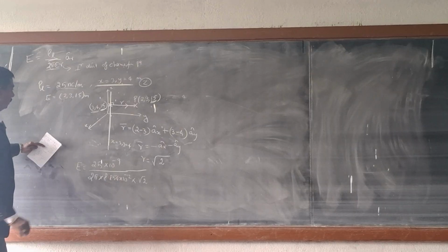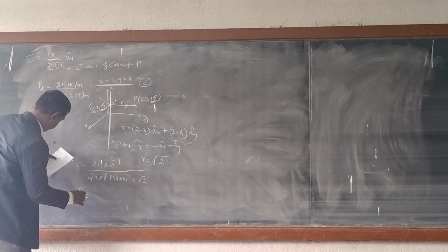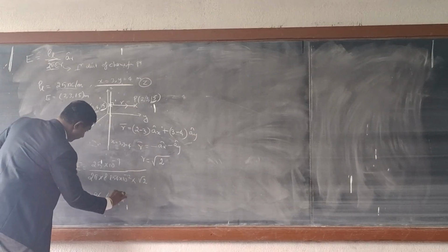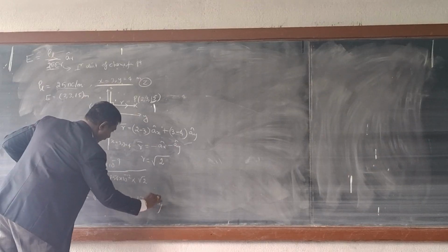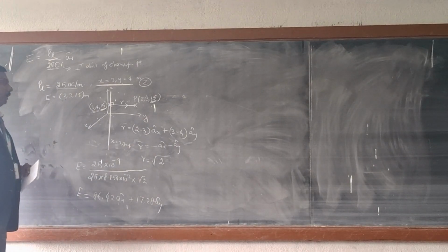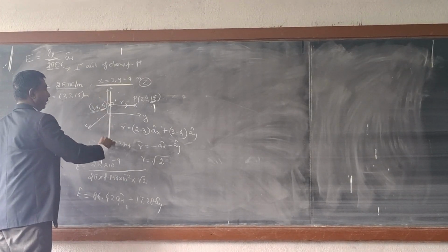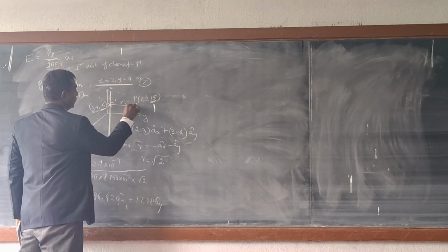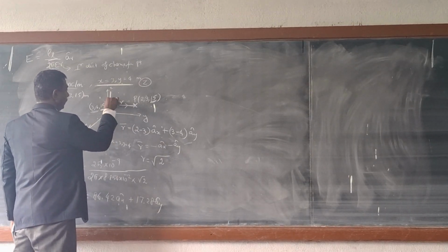Okay. So we can find the final answer. It will be 86.42 AX plus 17.28 AY. The only thing we have to know here is that the line will always start from the charge to the point, and this line is nothing but a perpendicular line.